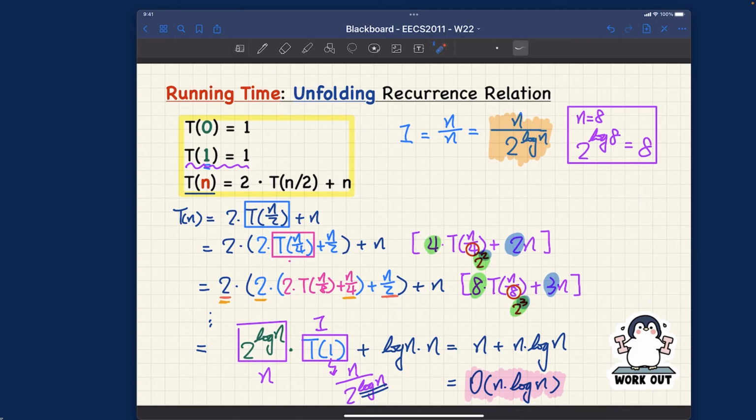Alrighty, so now we're done with the complete discussion about merge sort. And let's now move on to the next one, which will be quick sort.